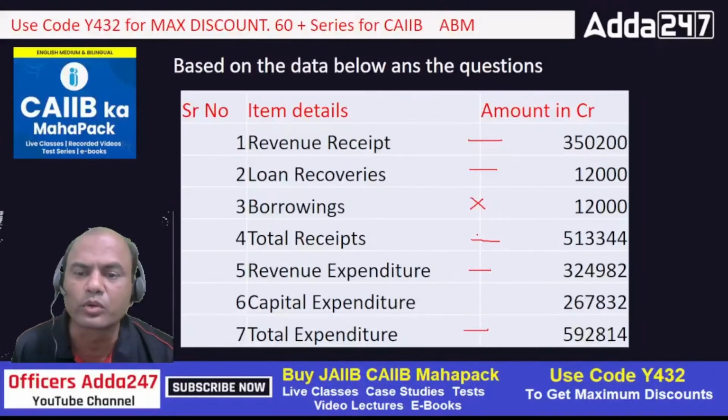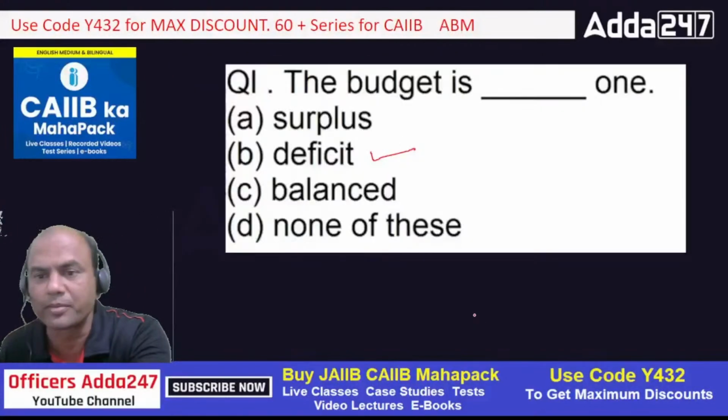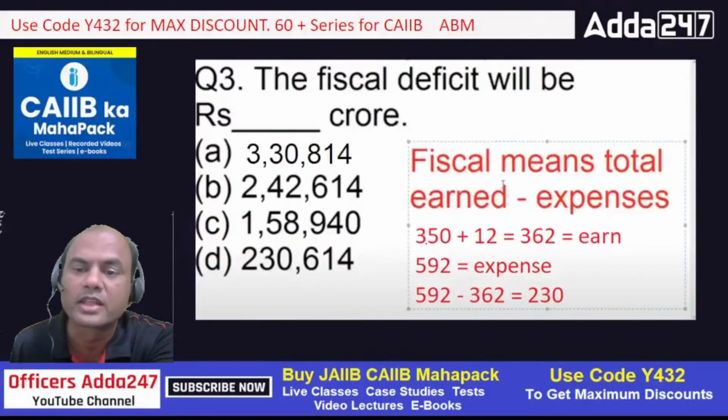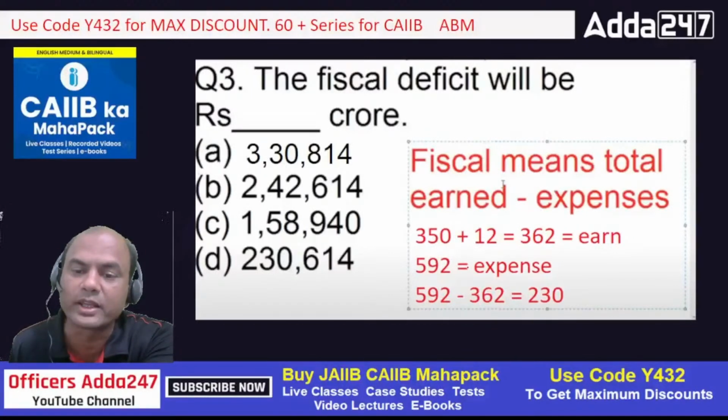So total, but I want it for fiscal. So fiscal means only this part, 350 and 12, and then subtract it from this expenditure. Okay, subtract it from this expenditure. So 350 plus 12, 362 I am getting it over here, and expenses 592.